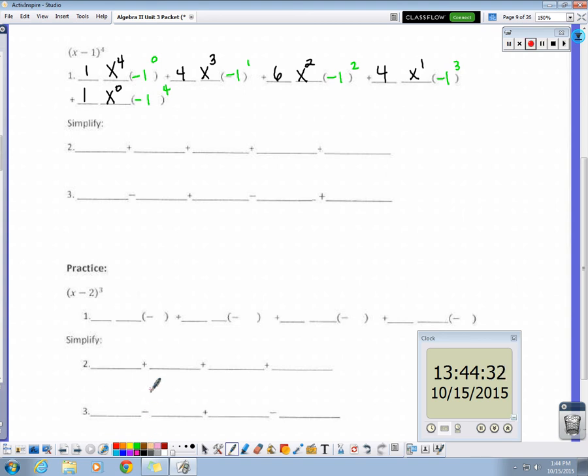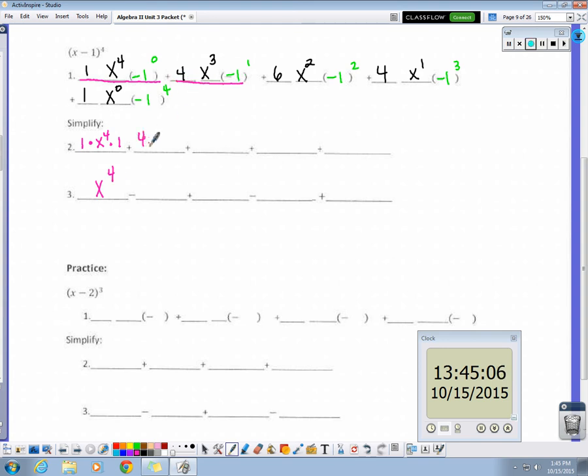Okay, then we just begin simplifying. We look at the first term. I'm going to underline every bit of the first term. That's a 1 times an x to the fourth times what? Positive 1. Anything to the 0 power is positive 1, even if it was negative. Anything to the 0 power is positive 1. So that all multiplies to what? X to the fourth. Okay, then moving on to the next term.